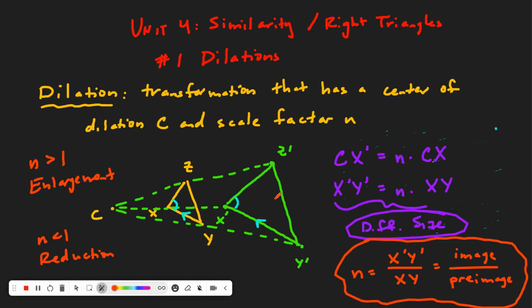Okay, so let's take a look at a couple examples, and then we'll talk about the coordinate plane. All right, so let's set this up.